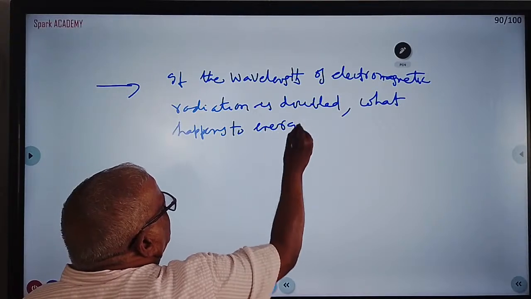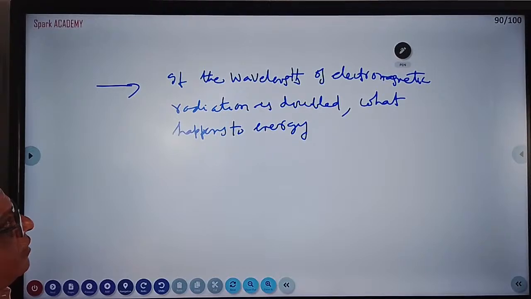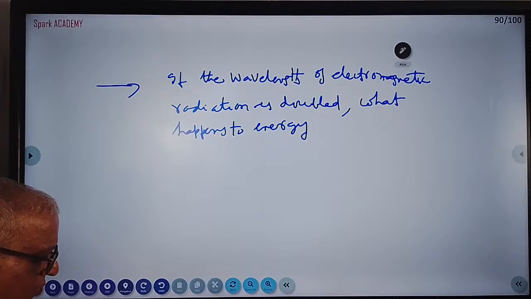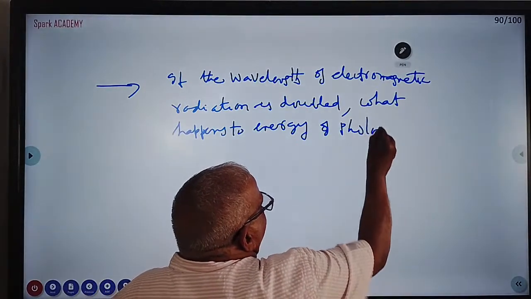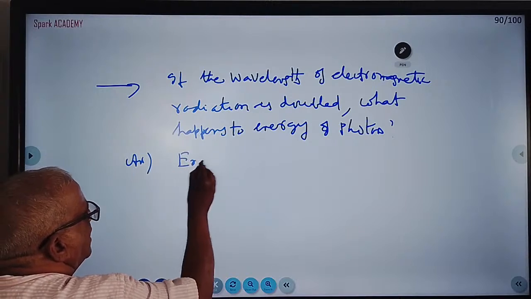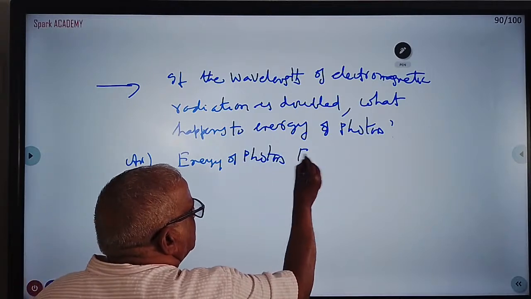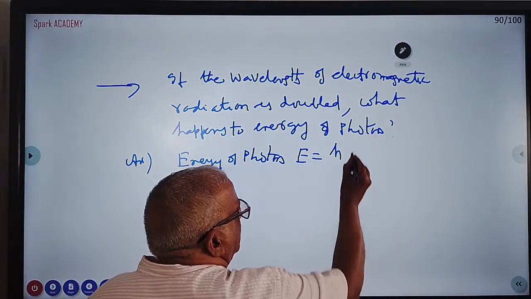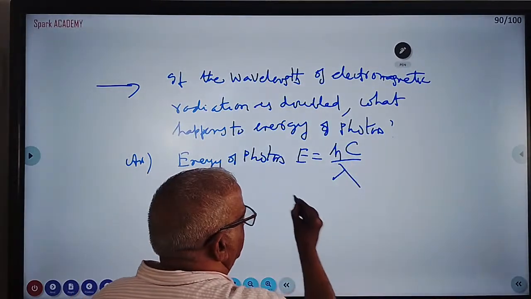This is important only, but this is not the electromagnetic waves. Of course, electromagnetic waves also you can tell. If the wavelength of electromagnetic radiation is doubled, what happens to the energy of the photon? Energy of the photon, answer I am writing. Can write, next chapter also can tell. E equals hc by lambda. h is called Planck's constant. c is called velocity of light.